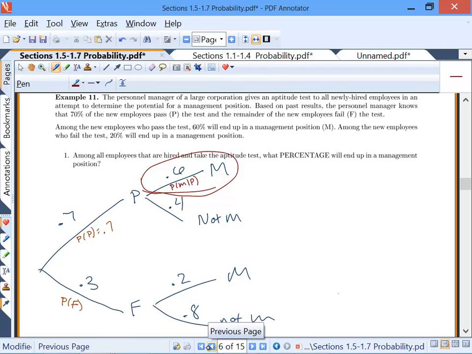Okay. Now thinking back, if I had these two probabilities, so this is the probability of P, this is the probability of M given P, what would happen if I times these two numbers? What would you end up with?